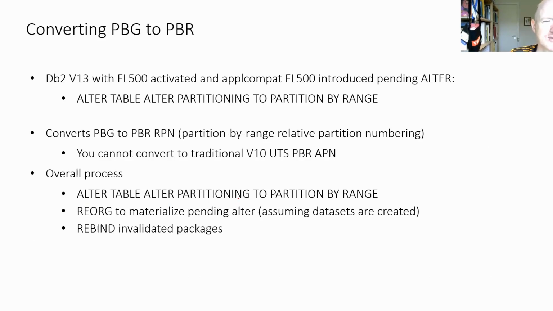Then we get into the latest enhancements that came with version 13, which was converting PBGs to PBRs. So this came along in version 13, function level 500. There's now an ALTER TABLE ALTER PARTITIONING that allows you to do that move. One important point here is that it will move you to the RPN table space type. So you cannot convert to the old traditional absolute page numbering. It's only to RPN.